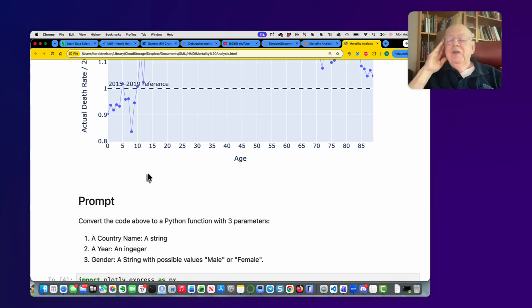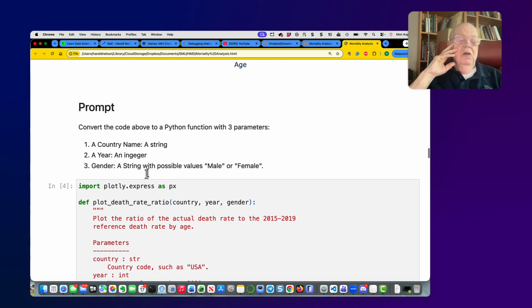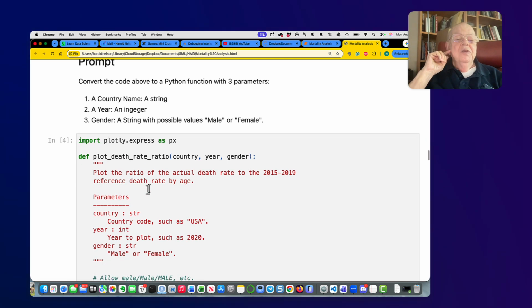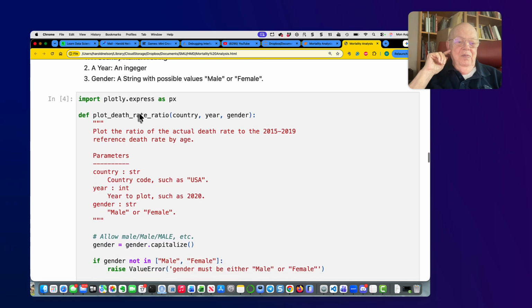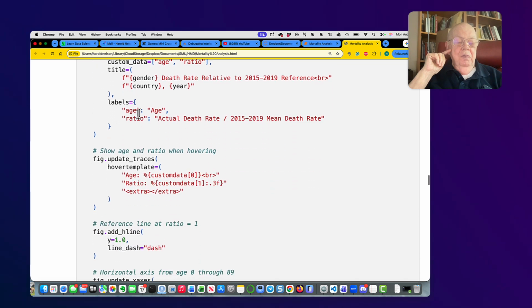So in order to prepare myself for doing all sorts of other things, following up with not just USA males for age for that particular year, I said, convert the code above to a Python function with 3 parameters: a country name, a year, and a gender. And this is, again, programming in English. And here's the resulting Python code.